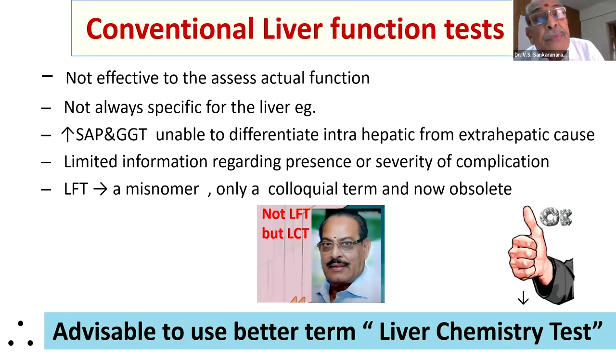Okay, sir. See, the conventional liver function tests, if you ask, are not 100% effective in finding out the liver function. They are also not very specific. For example, if you do SAP and GGTP in cholestatic jaundice, it doesn't tell you whether it is intrahepatic or extrahepatic cholestasis. So there is incomplete information. Similarly, the severity also cannot be assessed fully by all the tests.